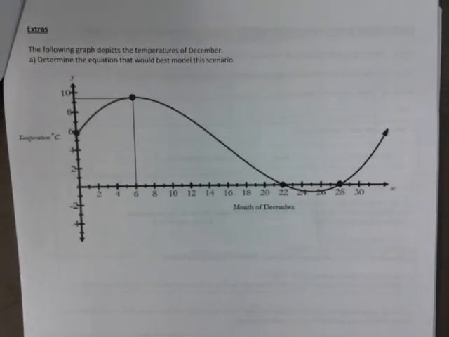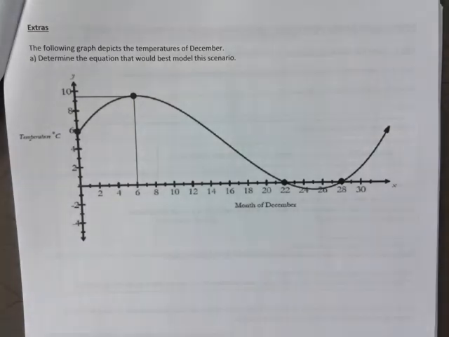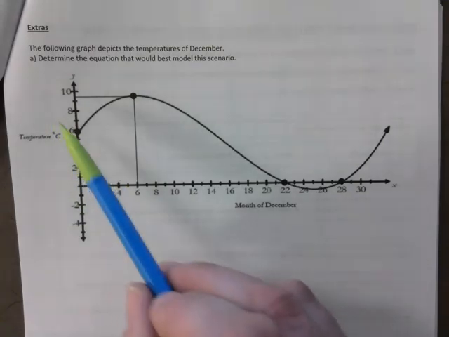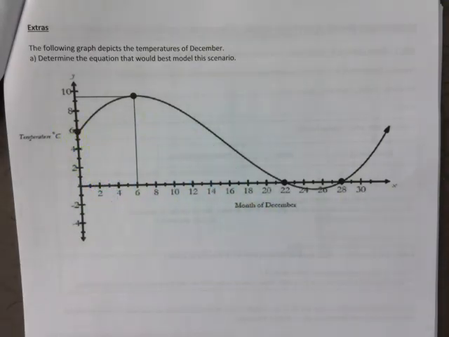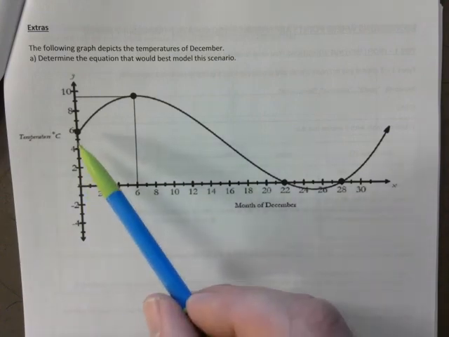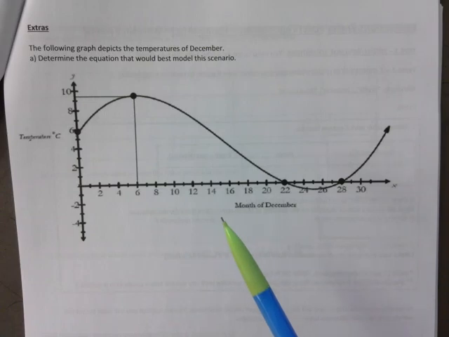So you have a couple of different scenarios here. This is the one where you're given a graph and you're supposed to come up with the equation. Okay, what do you think you're going to have to do here to come up with the equation? Get the points from the graph. Okay, get the points from the graph.